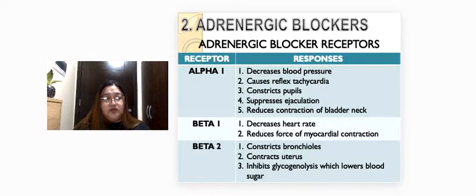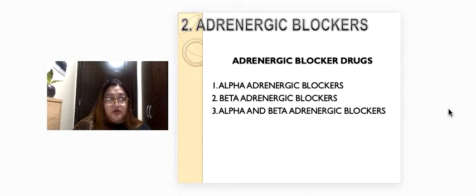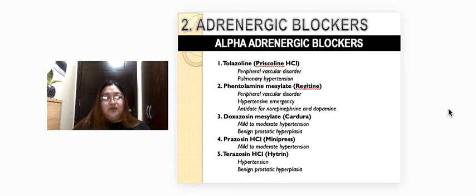Beta 2, they constrict the bronchioles, so never give these drugs to people with asthma. They contract the uterus, so be cautious if a woman is pregnant. And third, they inhibit glycogenolysis, which lowers blood sugar. So be cautious of hypoglycemia, especially when you give insulin to patients with diabetes. Okay? So let us now discuss these drugs. So alpha, the beta, and the mixed. So nabanggit ko na kanina lahat yung mga indications na sakit, no?